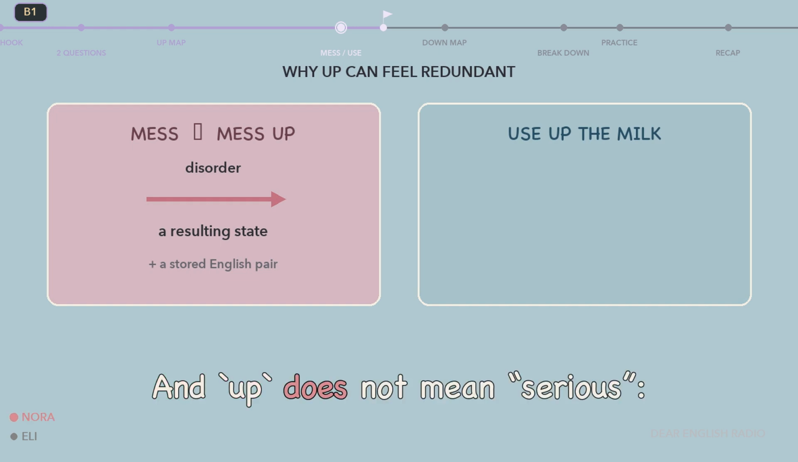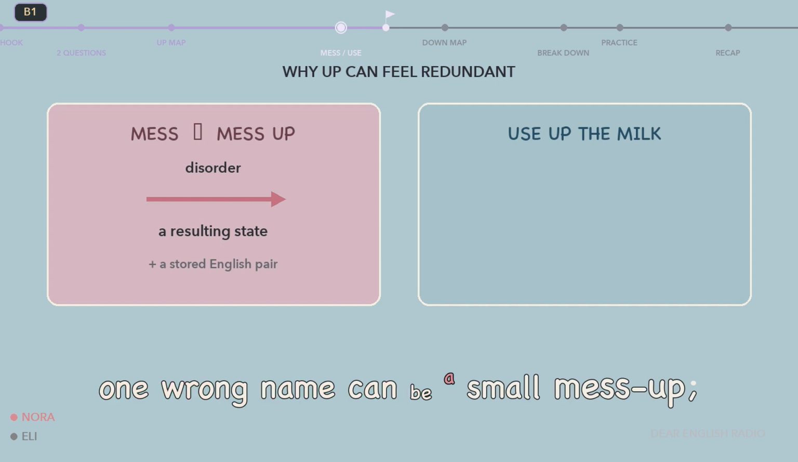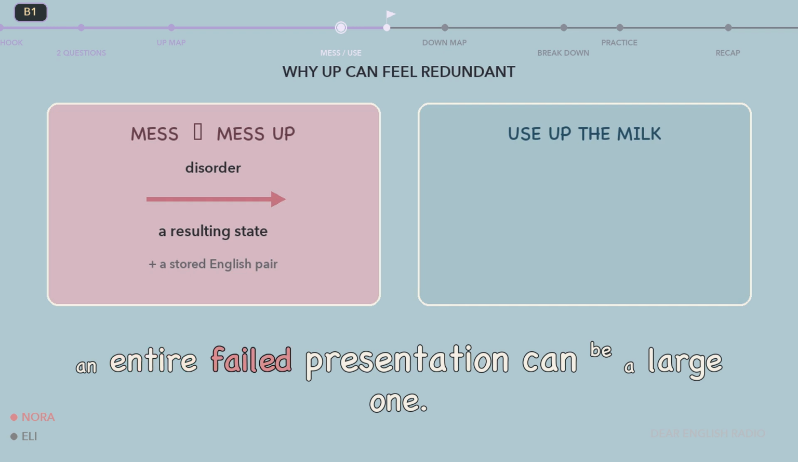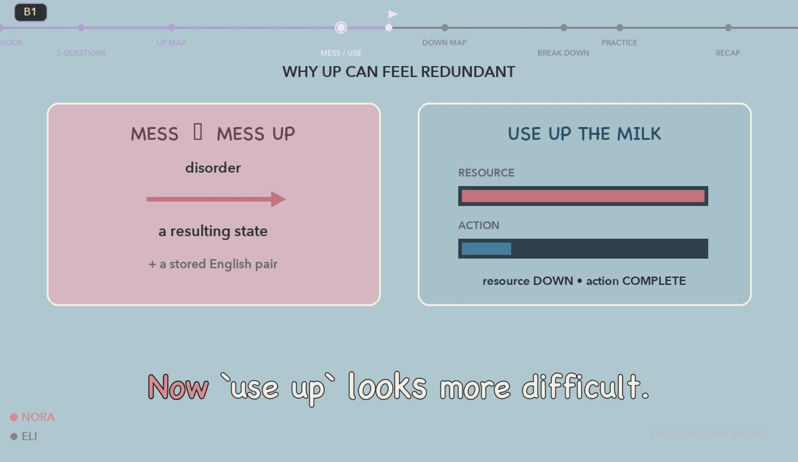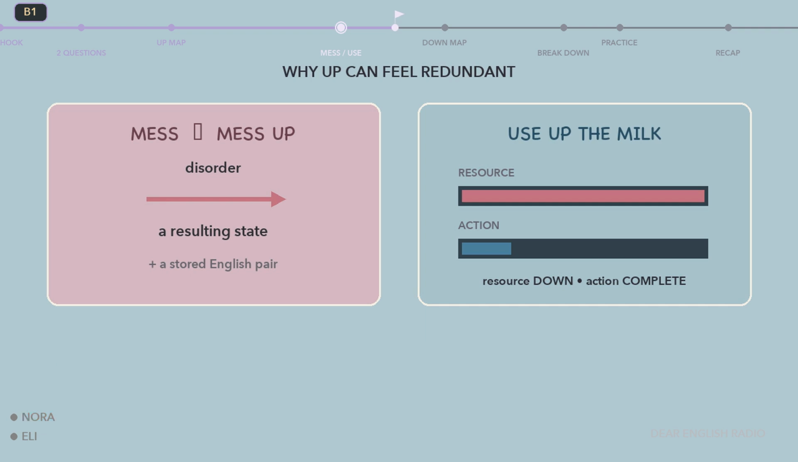And up does not mean serious. One wrong name can be a small mess up. An entire failed presentation can be a large one. Now, use up looks more difficult. If up connects with more, why does use up the milk mean no milk remains?